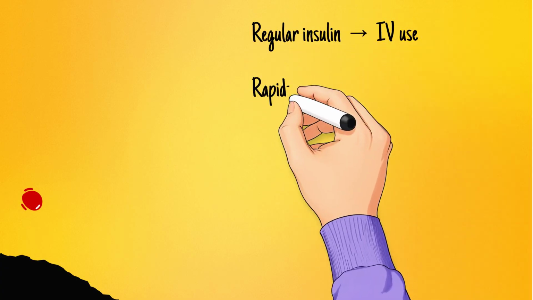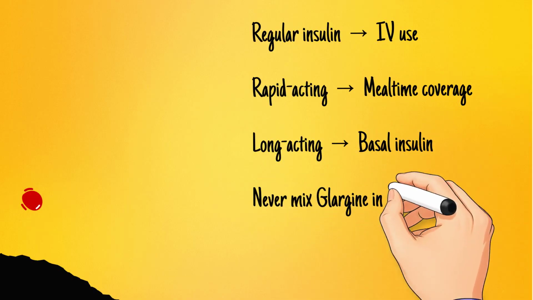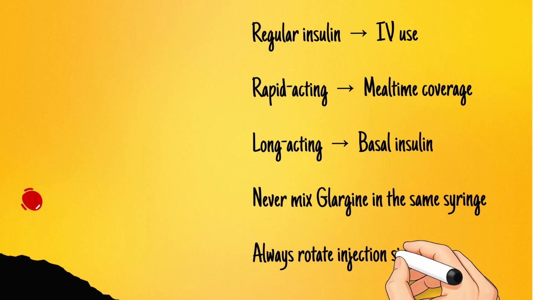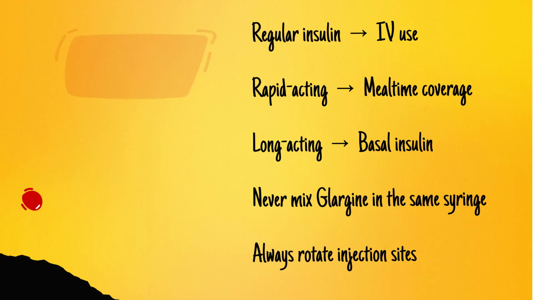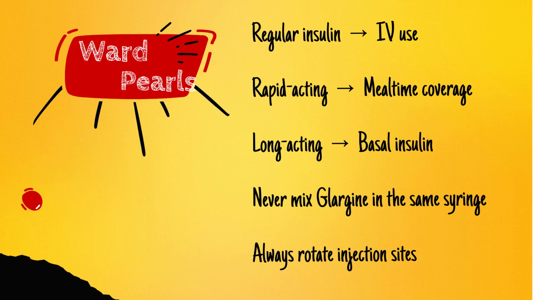Now let's lock in the 5 important points as the word pearls. Regular insulin is the only insulin that has to be used as an IV infusion. Rapid acting insulins are for mealtime coverage, whereas long acting insulins are predominantly used as a basal regimen. If you mix glargine with any other type of insulin in the same syringe, it loses its efficiency. Always rotate injection sites to prevent lipodystrophy in those areas.